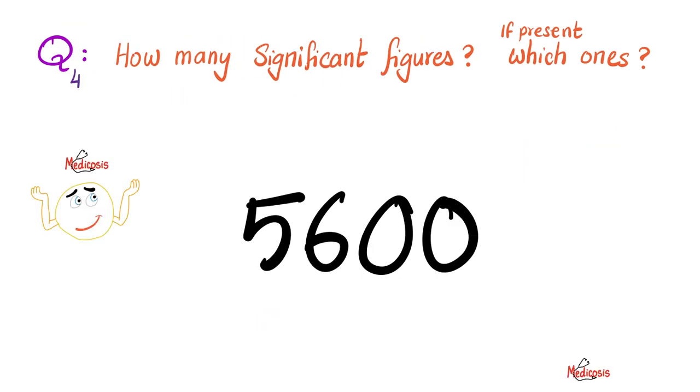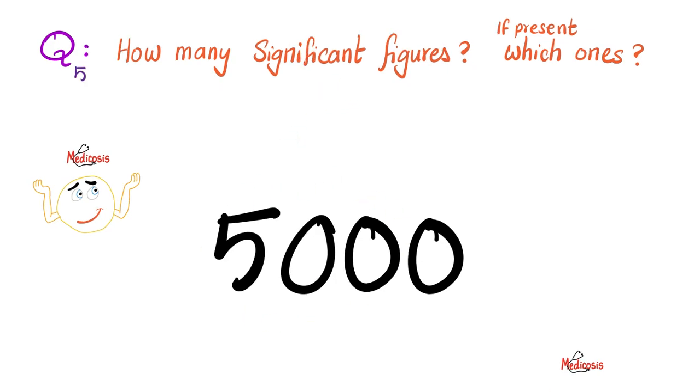How about this one? Please pause. The 5 is significant, the 6 is significant, but the trailing zeros are not significant. So we only have 2 significant figures here. How about this one? Oh, it should be easy. Only the 5 is significant. Trailing zeros are not significant because the 5,000 meters could be 5 kilometers. The zeros are not significant.